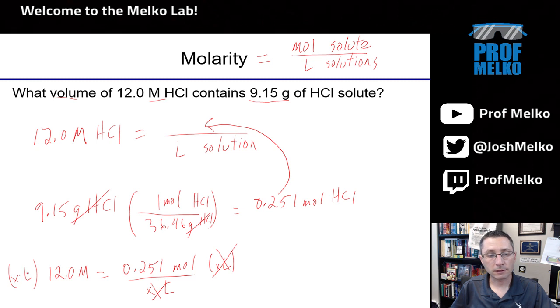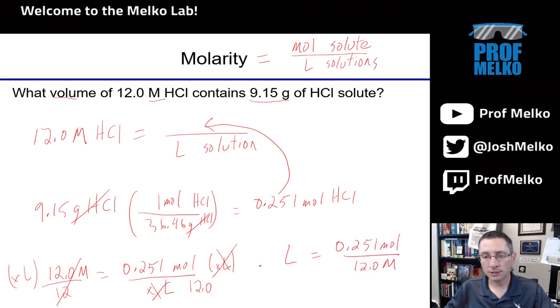Now I have the liters times 12 molarity equals 0.251 moles. I can divide both sides by 12. So you can see, to solve for this denominator here, the liters is going to be 0.251, the moles, over the molarity 12.0. That's just basic algebra. So 0.251 divided by 12, I get a number like 0.0209 liters.